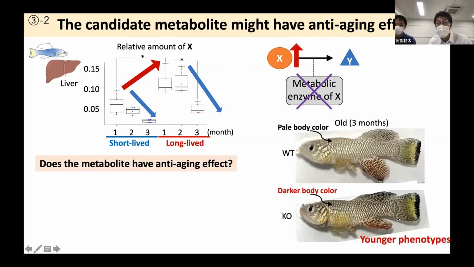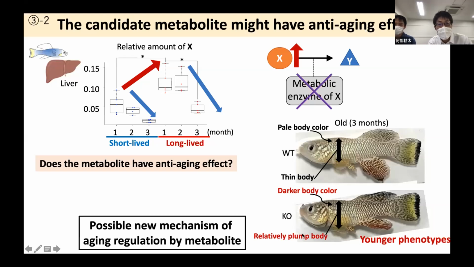And like this, the knockout shows a healthy, darker body color and also a relatively plump body. We are also getting some molecular signals that show this knockout is younger. So now we are investigating very possible new mechanisms of aging regulation by metabolites.